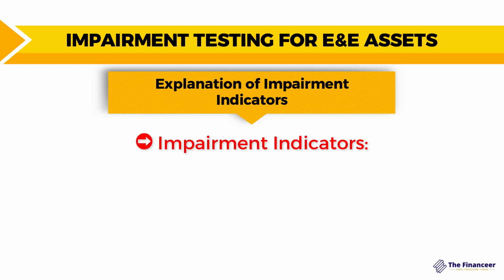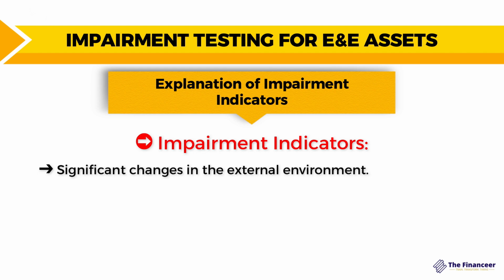There are some impairment indicators, and these are in alignment with IAS 36 that we have discussed before. Number one, significant changes in the external environment. Whatever significant negative changes in the external environment might happen will impact the future economic benefit of the mineral resource that we have explored. So in this case, there will be an impairment loss related to the E&E assets.